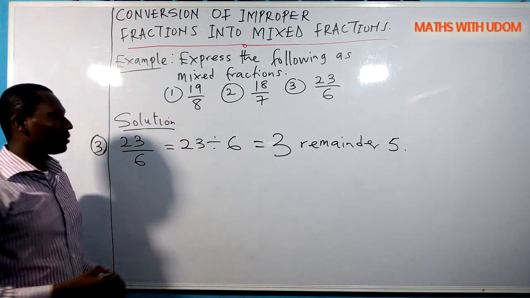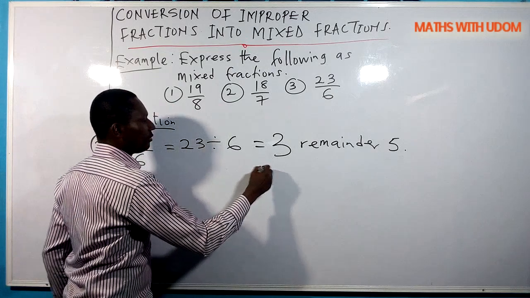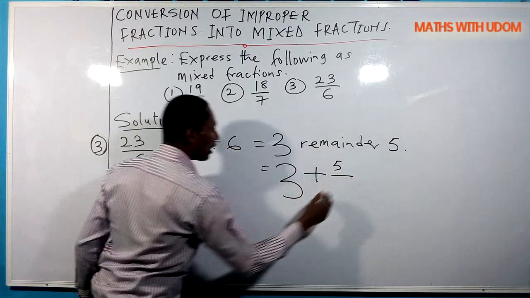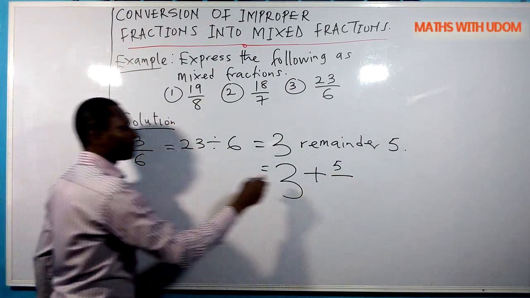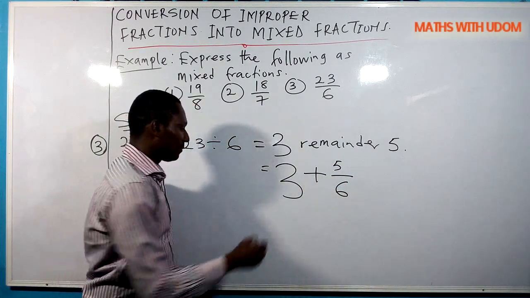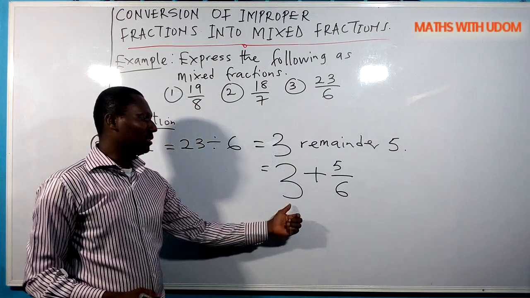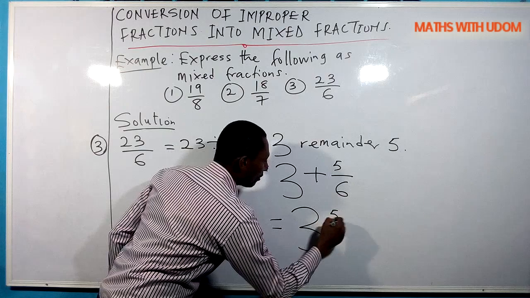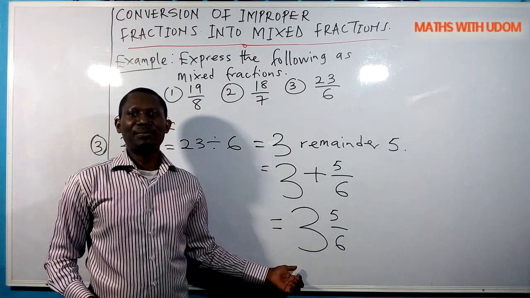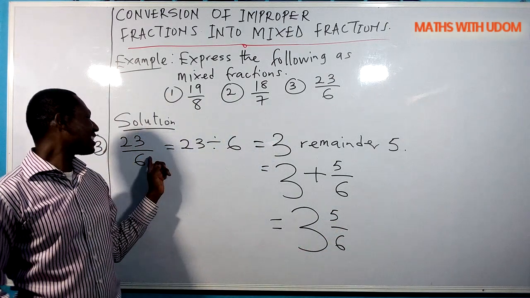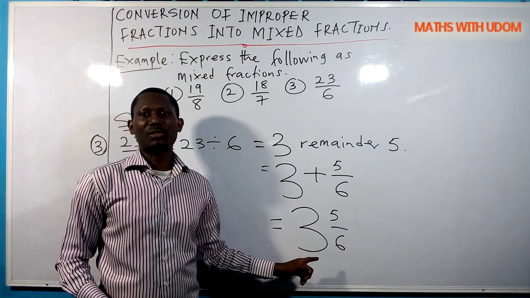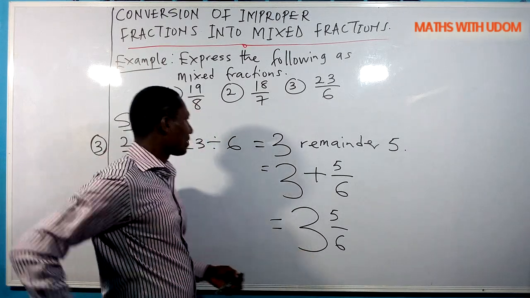Remainder 5. So how do we join that together? From there we have 3 whole number plus our remainder 5 divided by the denominator 6. Then we join the whole part and the fractional part together, and that will give us 3 whole number 5 over 6. That is our answer. So we have succeeded in converting an improper fraction into a mixed fraction.